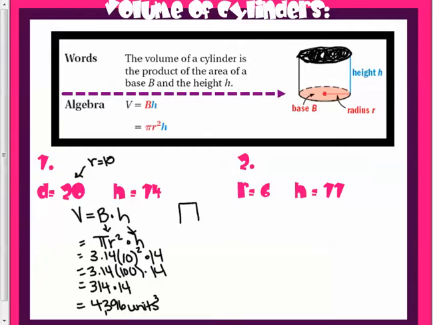Why? Because if you were filling this up, you would fill it with all of these three-dimensional shapes, these cubes. So we always cube our units in volume. Just like in area, we square it. In volume, we cube it.